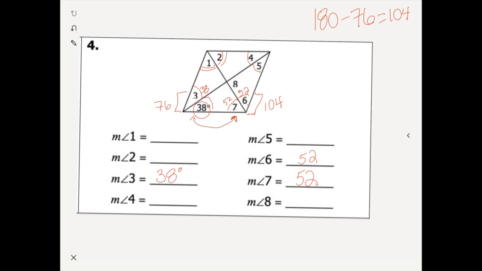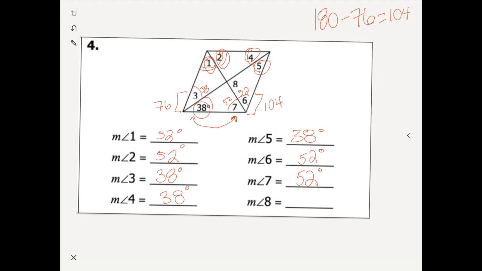So if you know that, you can find that this is 52 and this is also 52. So 52 and 52, which makes these both, you guessed it, 38. This is 38. This is also 38. Let me put my degree symbols.